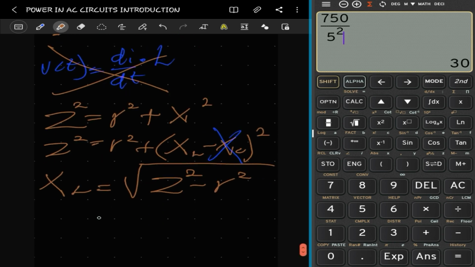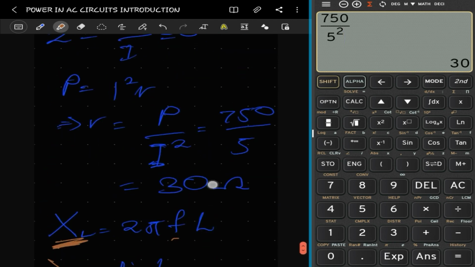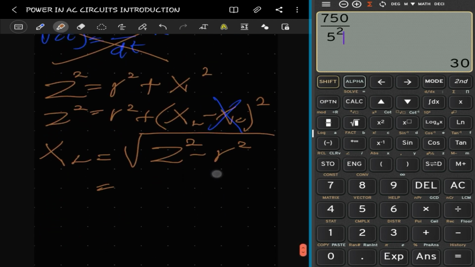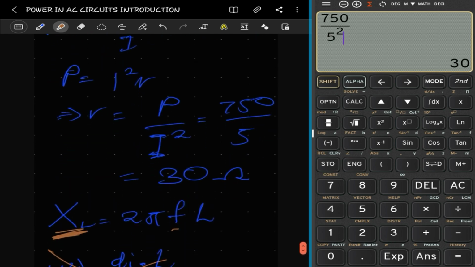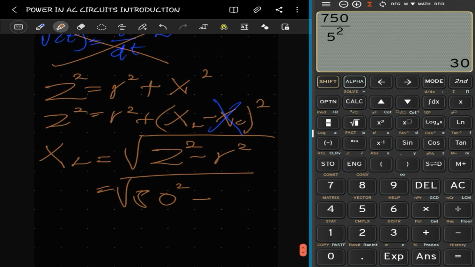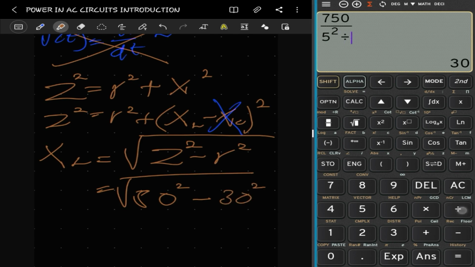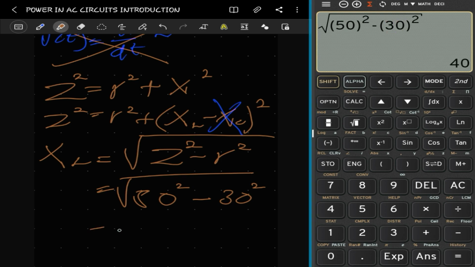Okay, so let's see. We have our Z to be 50. So 50 squared, and then our r was internal resistance, small r, 30. Let's see what we have for that. When I'm punching this, I have a way I punch it to make my work easier. If I skip something, the calculator will show an error to let me know that I'm missing something. 50, 30. Okay. So I end up getting an XL of 40 ohms. Very important, the unit.